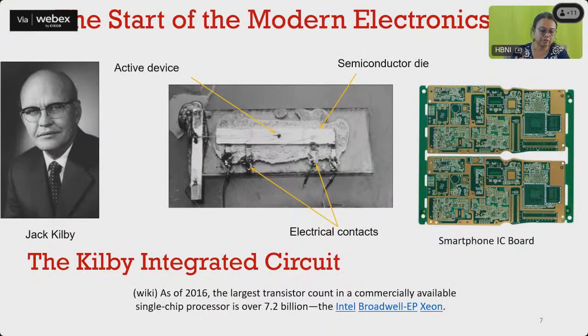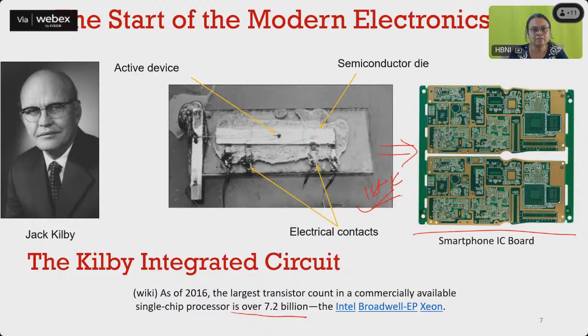Then Jack Kilby made the first IC circuit. This is the start of the modern electronic era. Here you can see the first IC which was made, and this is how your smartphone IC board looks like. So from this to this we have come, and as of 2016 it is said that the largest transistor count in a commercially available single chip processor is over 7.2 billion. That is how important this is.